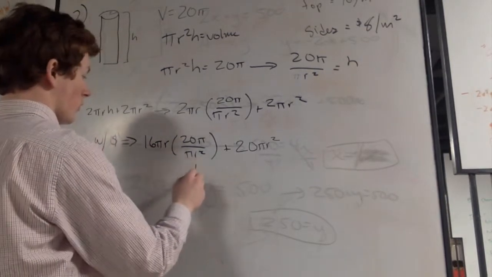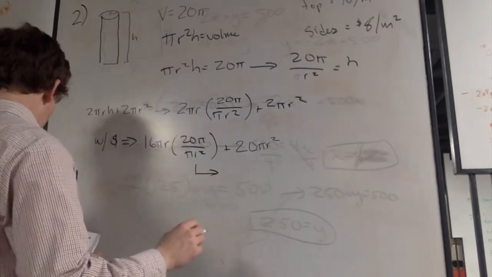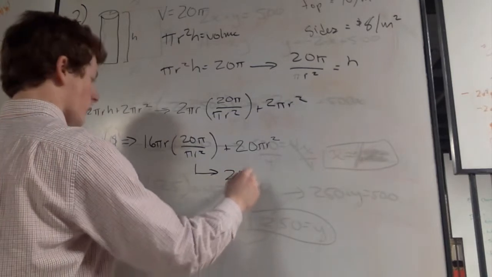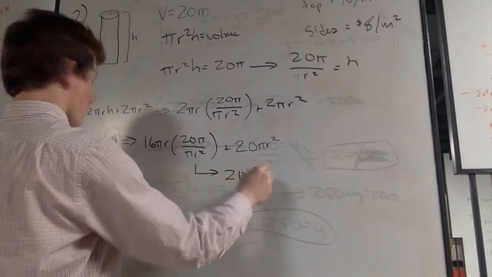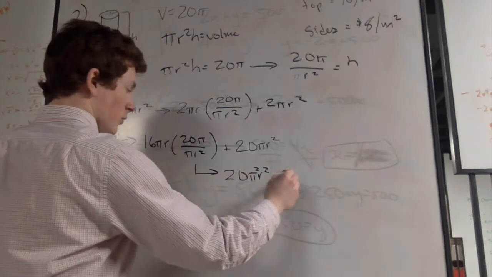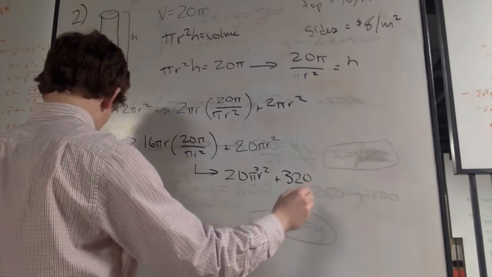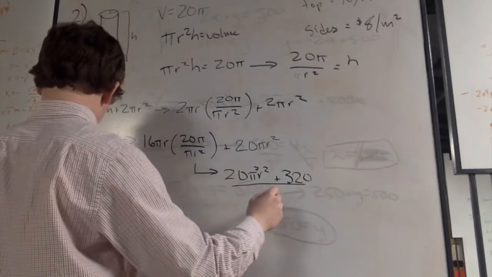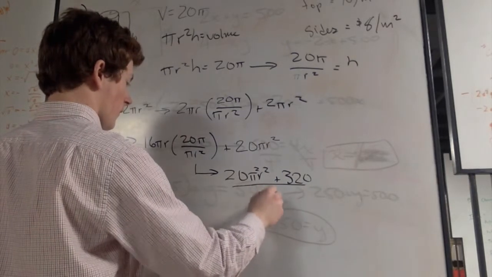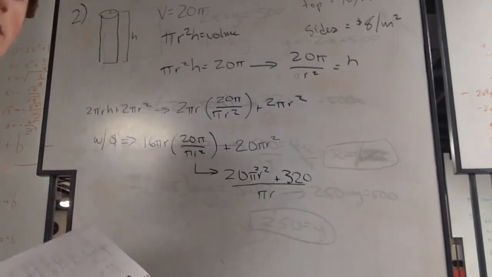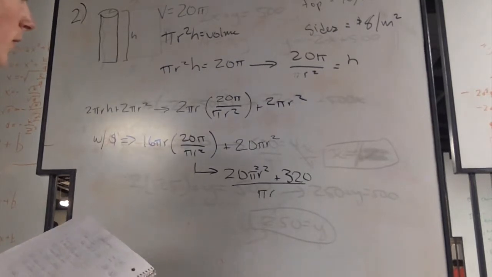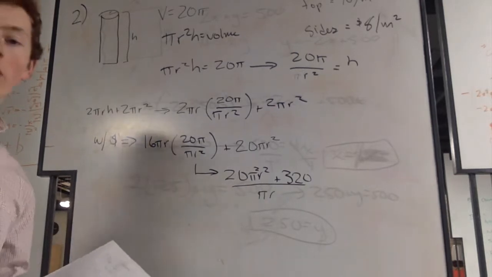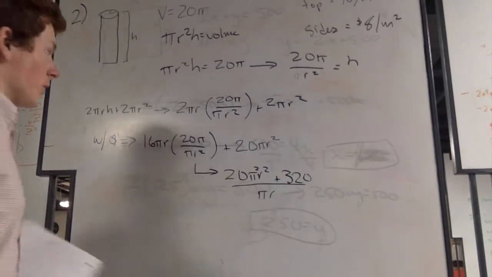So the most simplified form that you can have is 20 pi squared r squared plus 320 pi over pi r. So from there, what you need to do is find the derivative. So I'm going to erase what I have so I have more room to work with. You can see that I'll put that back up on the board.